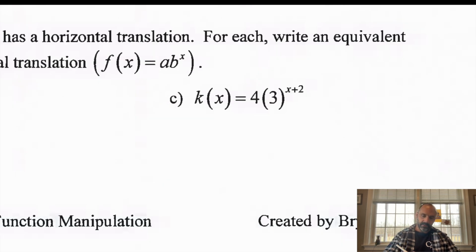k of x equals 4 times 3 to the x plus 2. So this is 4 times 3 squared times 3 to the x. So 4 times 9 times 3 to the x. And this is 36 times 3 to the x.